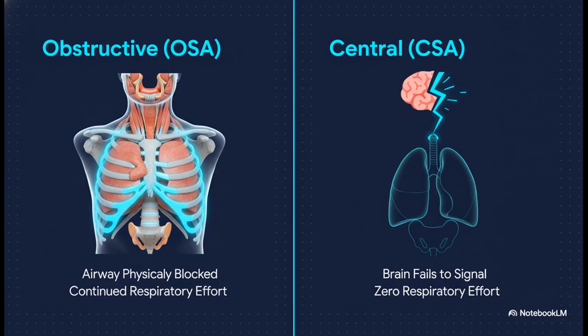In obstructive sleep apnea, the airway is physically blocked, but the body is fighting. It's trying to breathe. You can see that effort. But in central, the brain just forgets to send the signal to breathe. No signal means zero effort. So on your exam, if you see effort, the answer is obstructive. No effort, it's central. Seriously, this is the master logic gate for every single sleep apnea question.